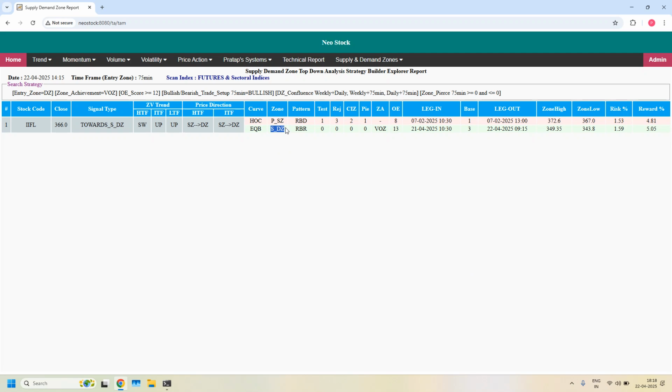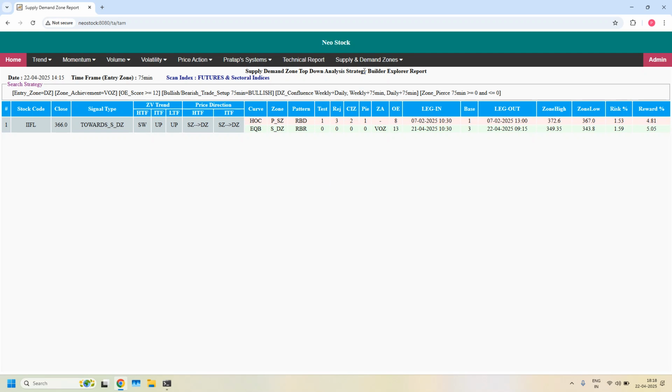So this 75 minutes demand zone overlapped with daily demand zone. Both together again overlapped with weekly demand zone. But weekly trend is sideways, so you can't verify EMA Confluence because it won't give any advantage in sideways trend. So this is bullish trade setup for weekly income trade.